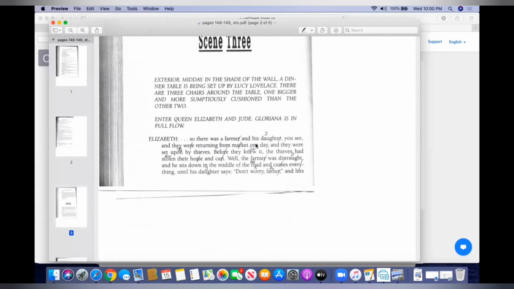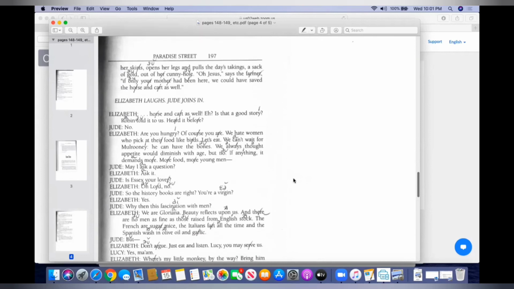So, there was a farmer and his daughter, you see, and they were returning from market one day, and they were set upon by thieves. Before they knew it, the thieves had stolen their horse and cart. Well, the farmer was distraught. And he sits down in the middle of the road and curses everything until his daughter says, "Don't worry, father," and lifts her skirts and opens her legs and pulls today's takings, a sack of gold, out of her cunny hole. "Oh, Jesus," says the farmer, "if only your mother had been here, we could have saved the horse and cart as well."